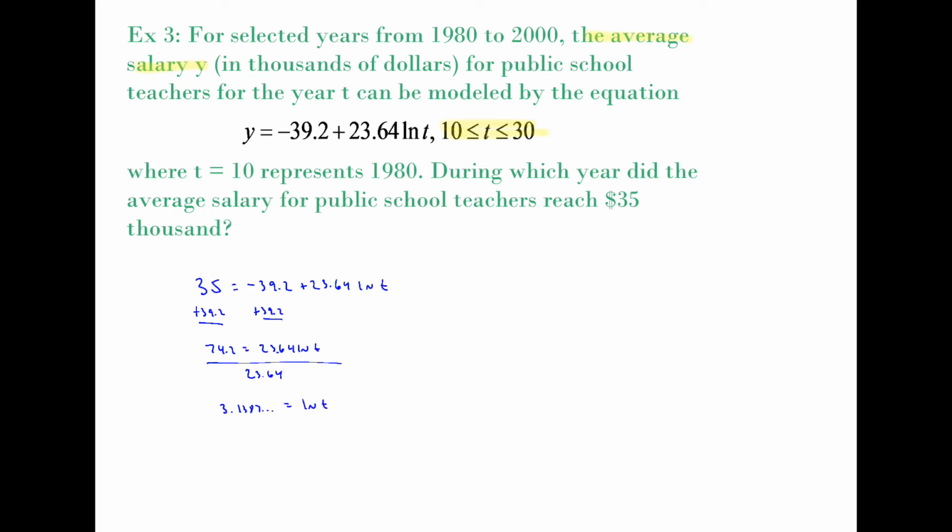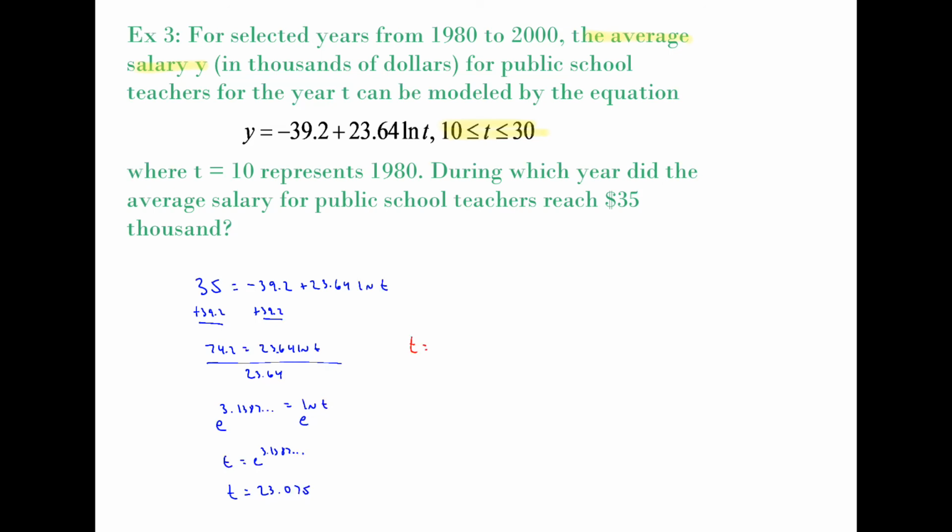So we're going to use the one-to-one property, and we'll do e raised to the natural log so that it cancels. And so therefore t is equal to e raised to approximately 3.1387. So if you plug that into your calculator, you will get approximately 23.075.